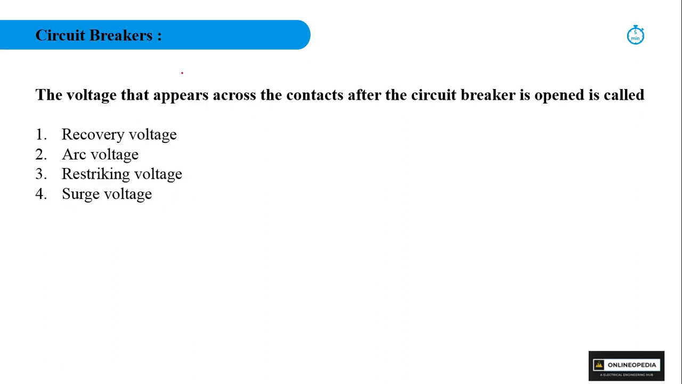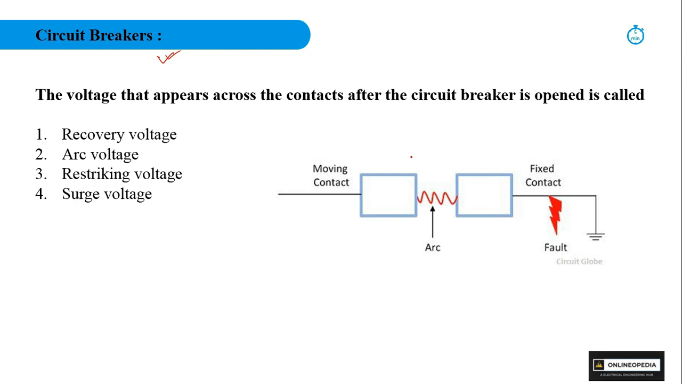The next question is from circuit breaker. The question is, the voltage that appears across the contacts after the circuit breaker is opened is called. So a circuit breaker contains two parts. One is your fixed contact, another is the moving contact. When they separate during a fault, an arc is produced. Okay, so this is your arc. After the contacts are removed, the voltage that appears across the circuit breaker is called your recovery voltage. That is the voltage that appears across the contacts after the circuit breaker is opened.